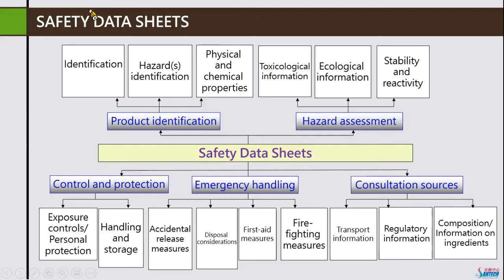Before handling the chemicals, you should also check with the safety data sheets, which includes identification, hazards identification, physical and chemical properties, toxicological information, ecological information, stability and reactivity, exposure controls, personal protection, handling and storage, accidental release measure, disposal considerations, first aid measures, firefighting measures, transport information, regulatory information, composition information on ingredients.